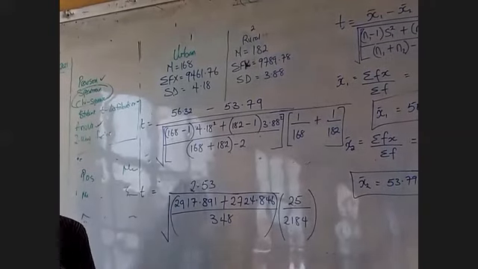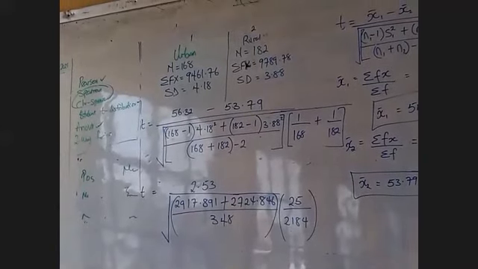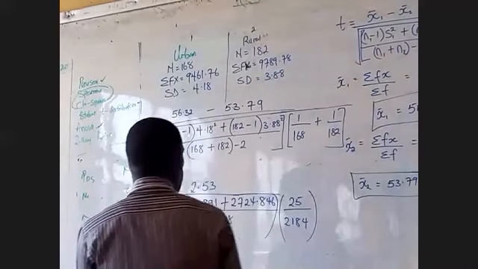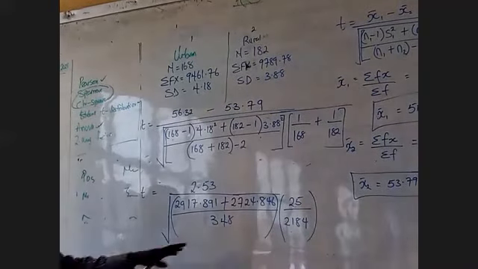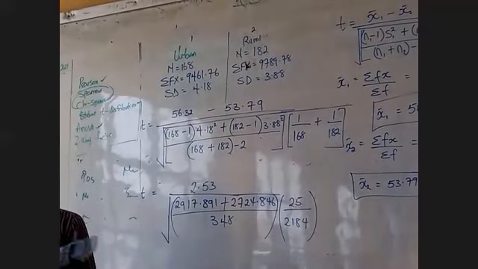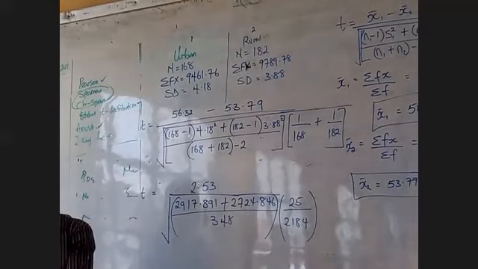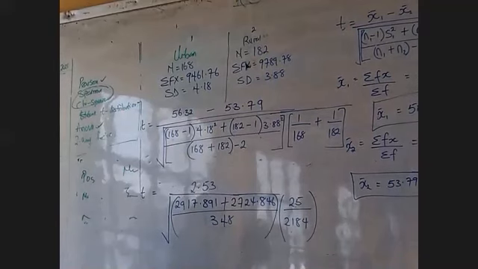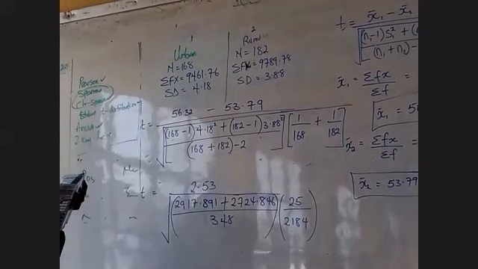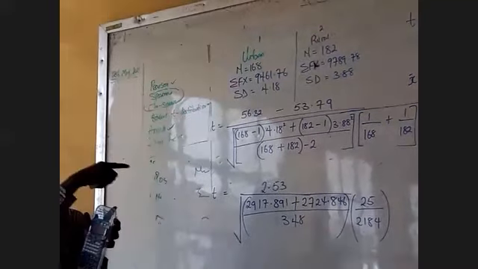I hope you are getting it. Yeah, I use my calculator. This, you can write as decimal. It's just the calculator. Instead of using this division, I use this division instead. That is 1 over 168 plus 1 over 182. That's what gave me 25 over 2184.